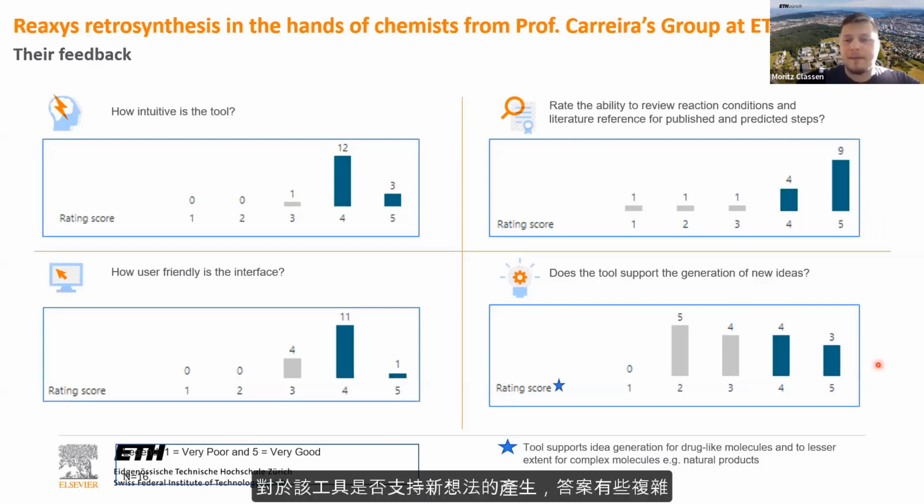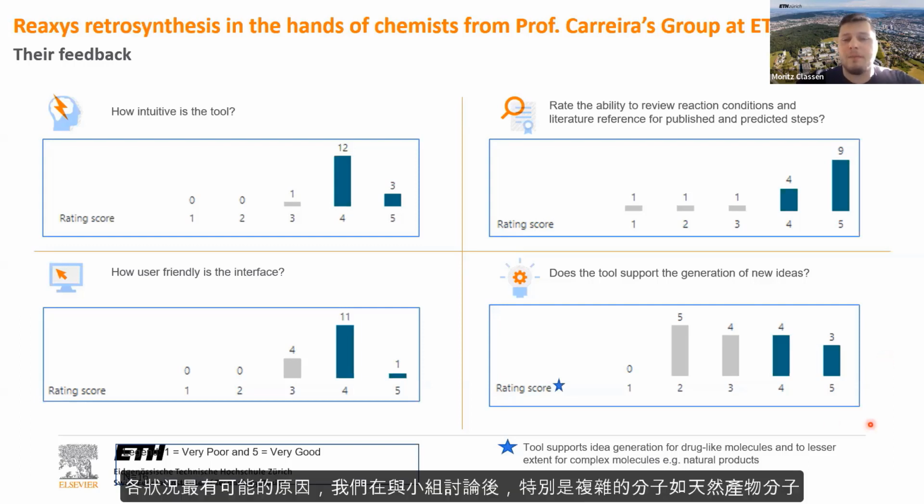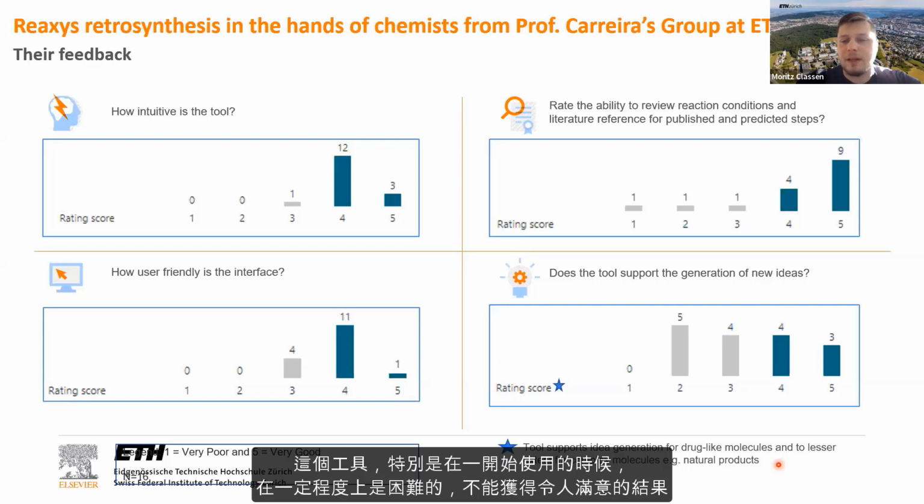A bit more of a mixed bag of answers comes to the question of whether the tool supports the generation of new ideas. We see that it's still overall quite positive. However, there it was a bit more mixed. The reason why this most likely is the case, and this also came out of discussion with people in the group, is that especially for more complex molecules like natural product-like molecules, the program, especially in the beginning, struggled to a degree and often could not lead to a satisfying result.